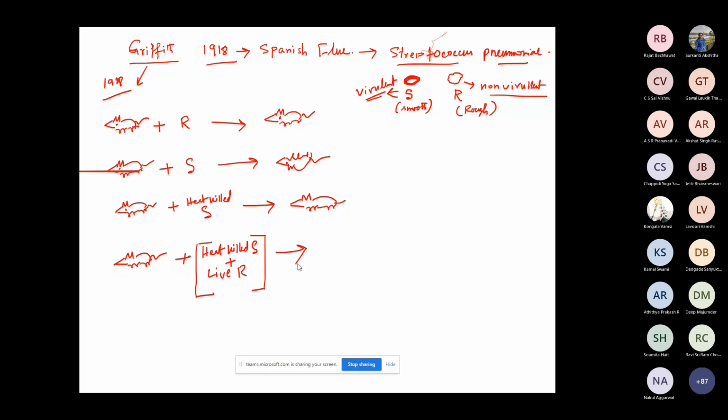What logically you think actually? Tell me that. You don't need to provide the right answer or wrong answer. That doesn't matter. What you think? What should be your answer? Mouse will survive. Yeah. If I am also in your place, I will say mouse will survive because heat killed S strain and live R, they don't have effect, right? And the killed S strain already died, so mouse will survive. I would also say the same thing. But it's a huge surprise for Griffith and for all of us that all mouse, whoever he injected this group of heat killed S and live R, mouse died.